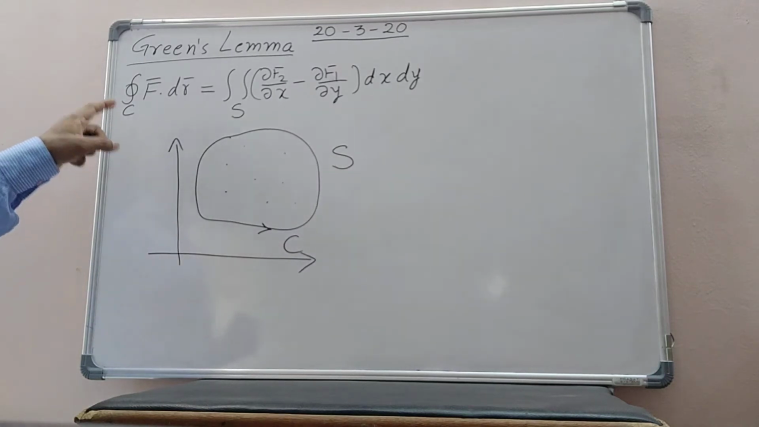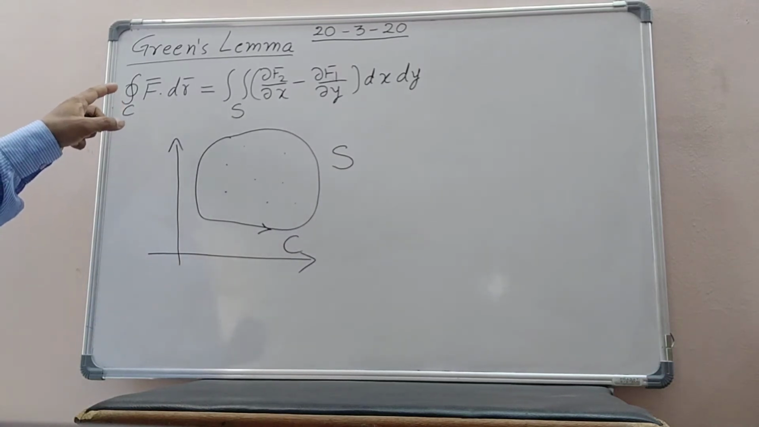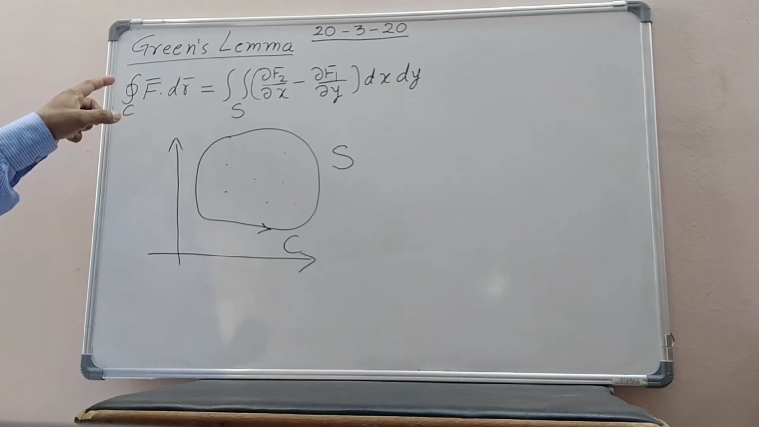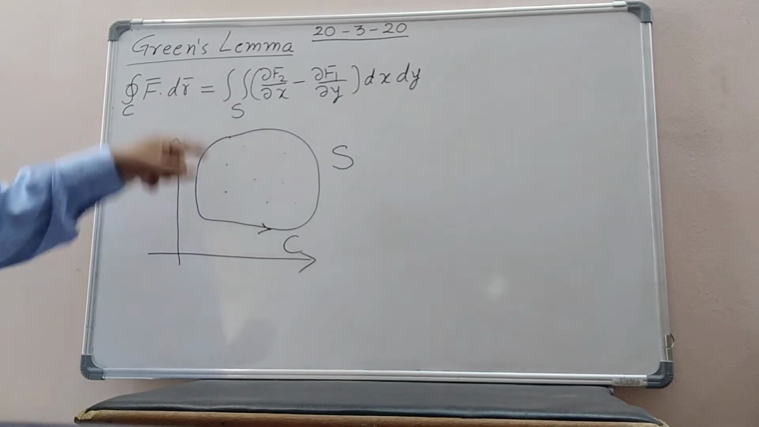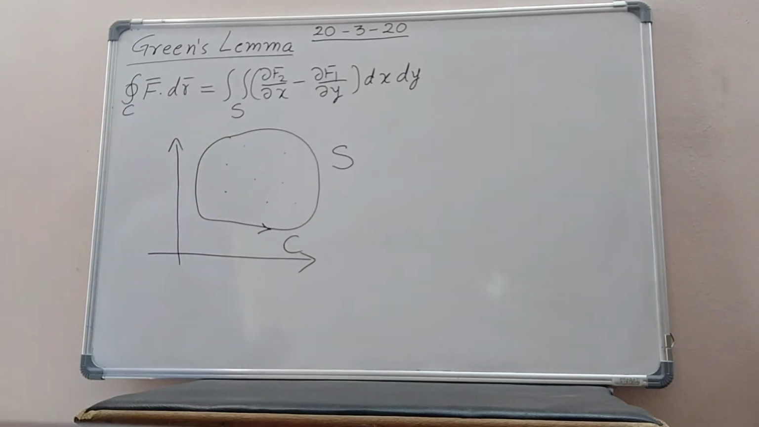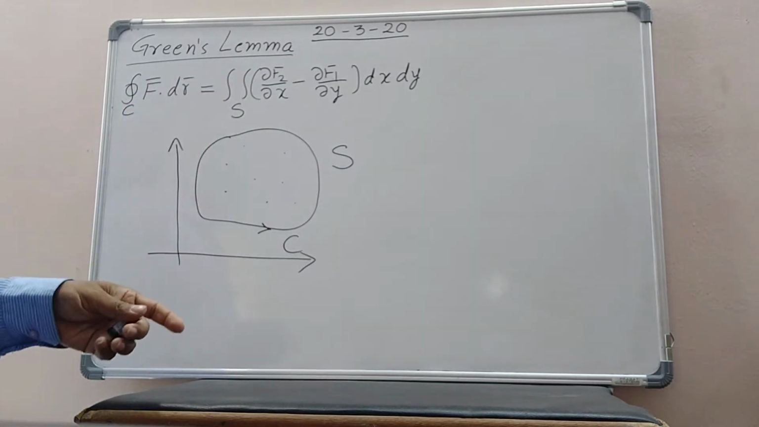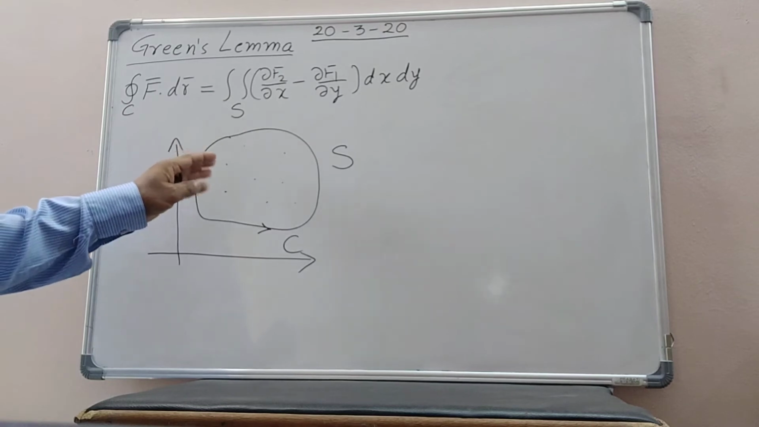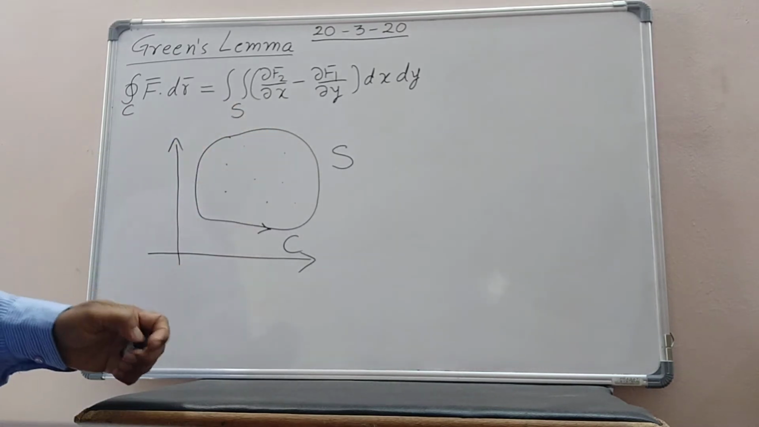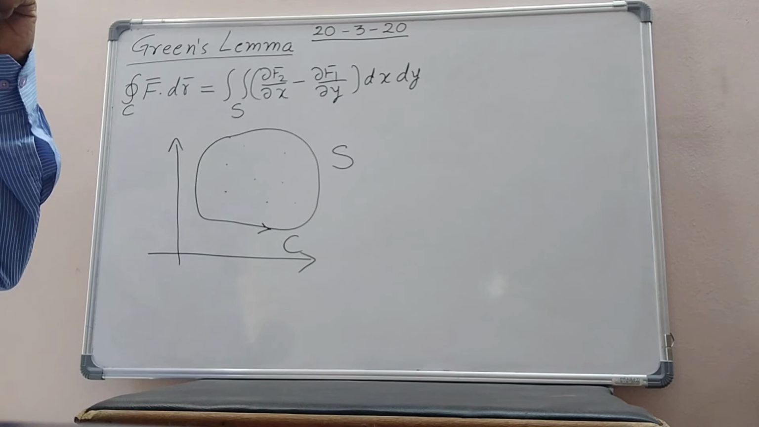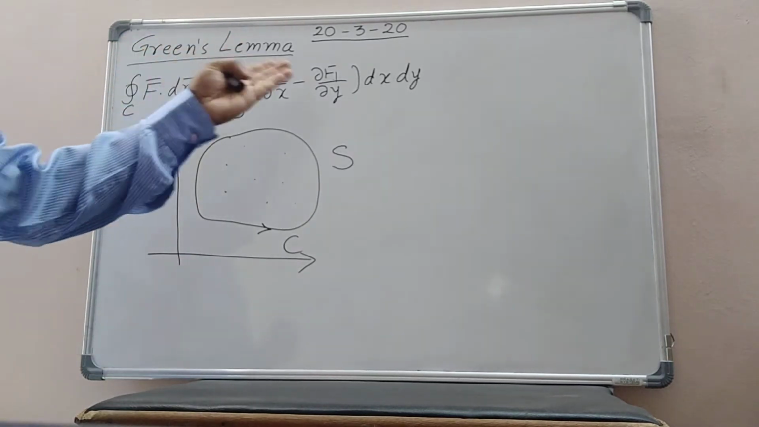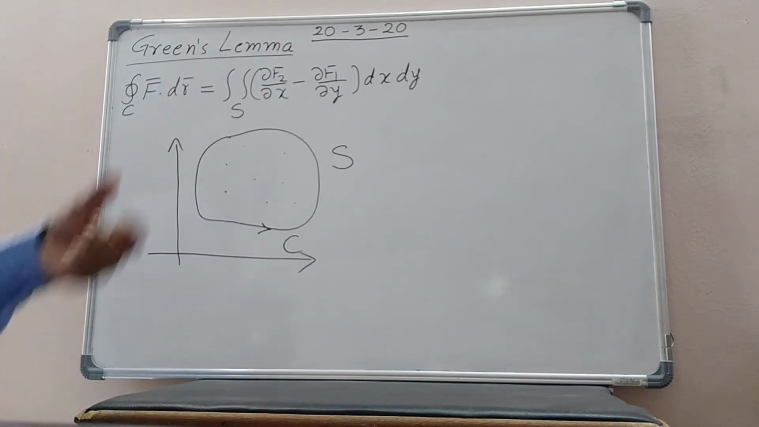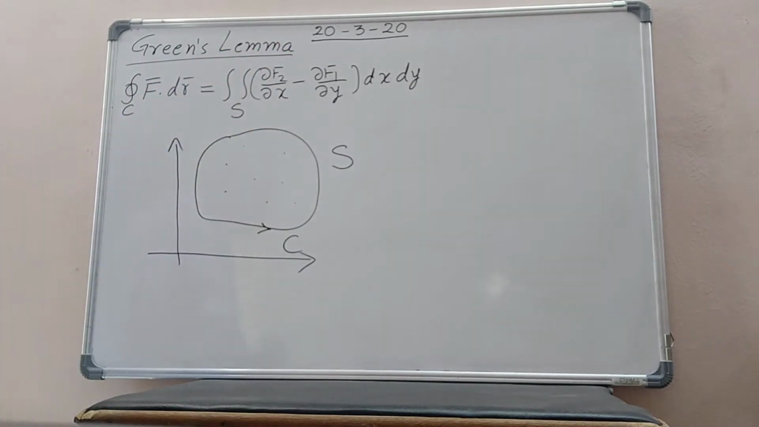The left-hand side is referring to this curve C. It is an integral over this curve C. The left-hand side is a line integral. The right-hand side is a double integral. The integration is carried out over all points of S. And what Green's lemma says is that these two integrals are the same. The line integral is the same as the surface integral.